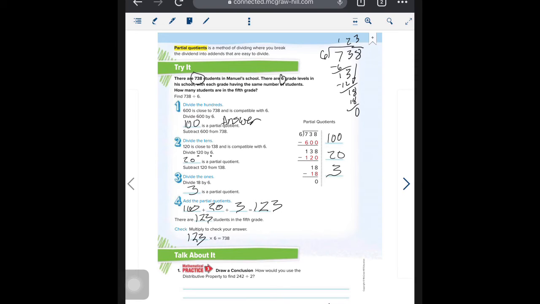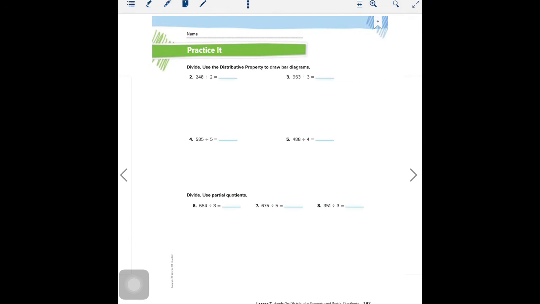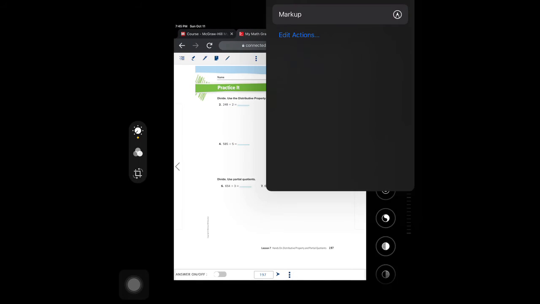All right, let's bounce on over. We are going to skip number 1, and let's bounce on over and try this distributive property and a partial quotient. There we go. Let's do this one.